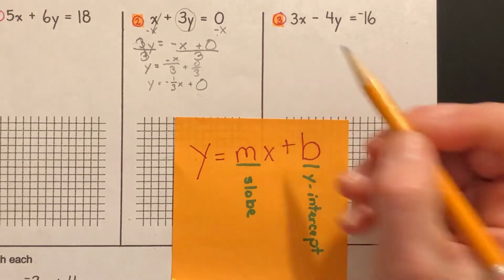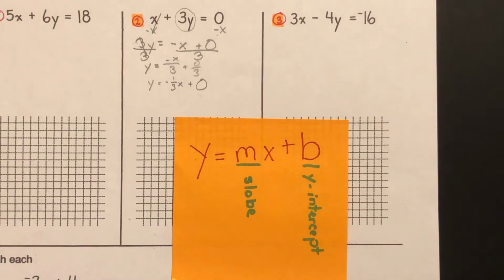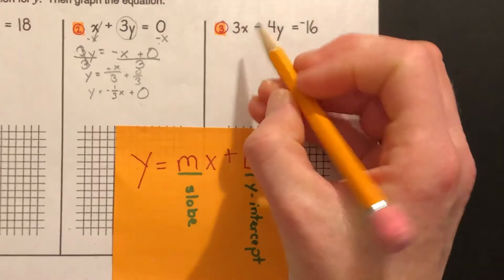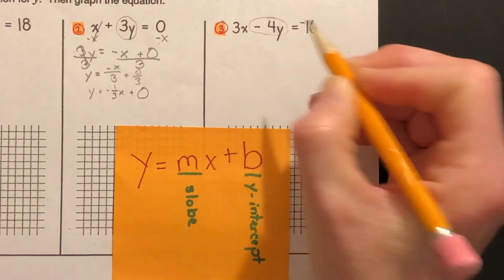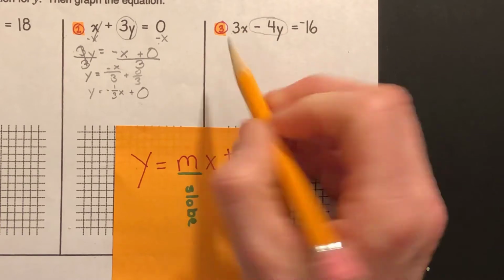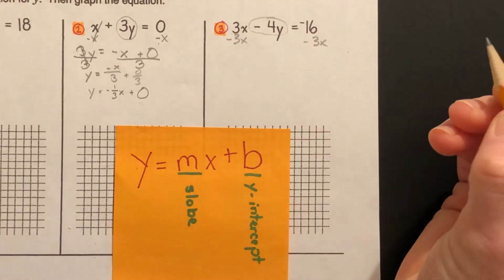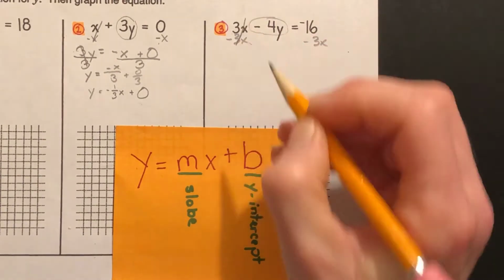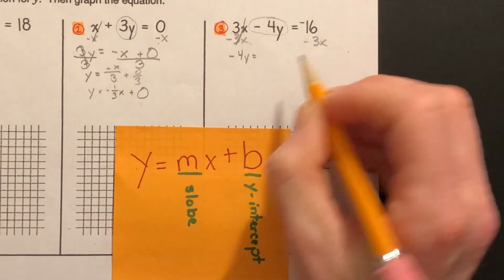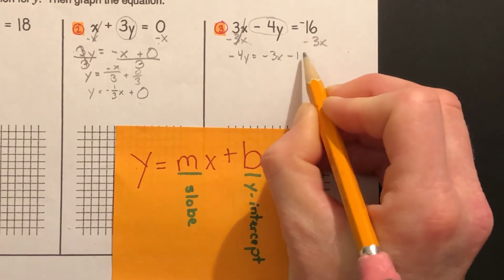Number 3, solving for y. The first thing we'll do, as before, is get the y term by itself. Notice that it's negative. Kind of circle the whole thing. We want to get rid of the positive 3x, so we will subtract 3x from both sides. When we do that, this cancels out and we're left with negative 4y equals negative 3x, and then we've got negative 16.